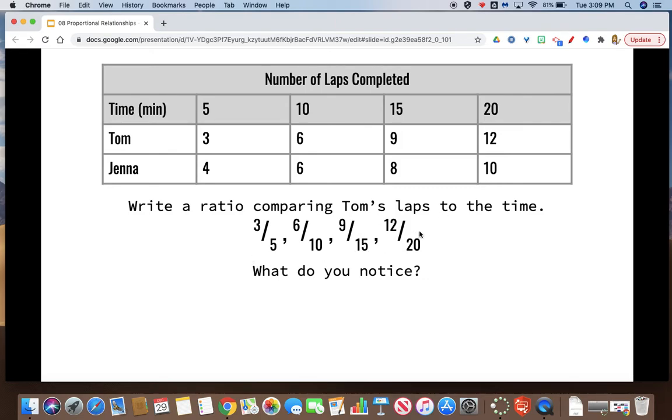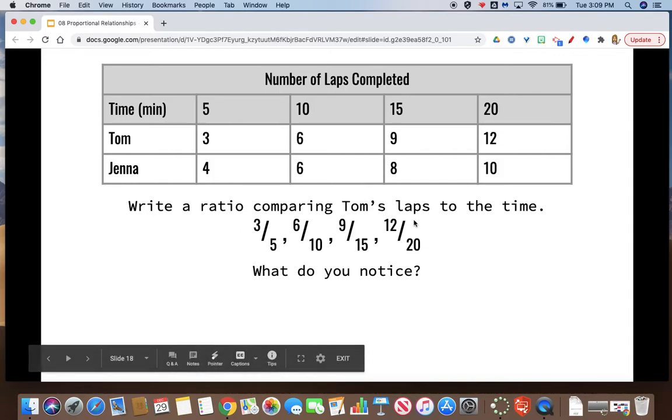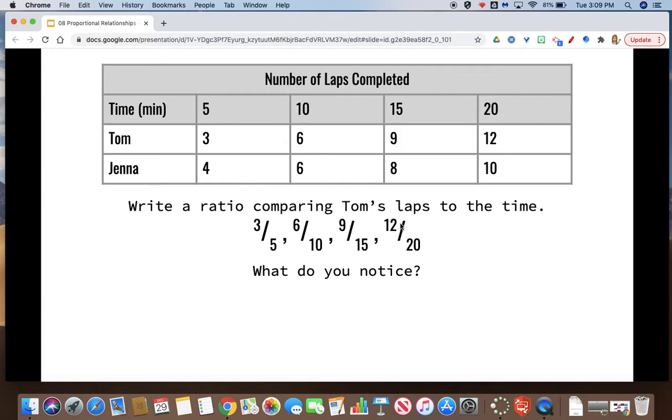What about 12/20? Can we get 12/20 back down to 3/5? Yes, we can divide them both by 4. So that means that Tom's laps compared to time, it's staying a constant rate. They're all being able to simplify back down to that starting rate, which was 3/5. You could also start at 3/5 and create any of those rates by multiplying the top and bottom number by the same thing. Now let's look at Jenna's rates.